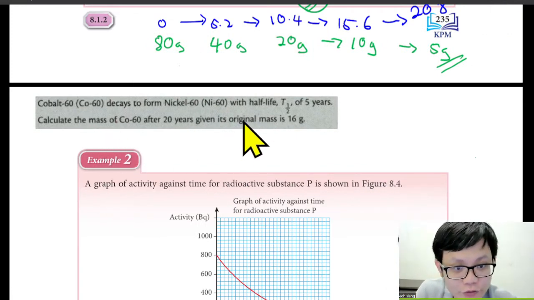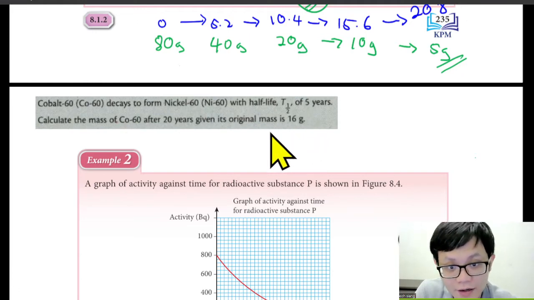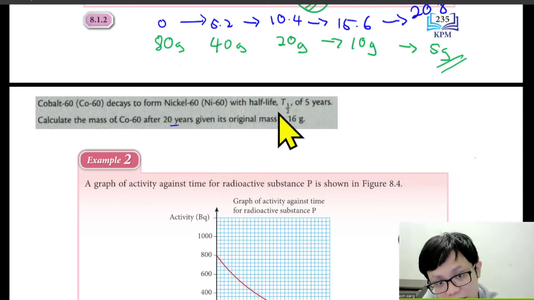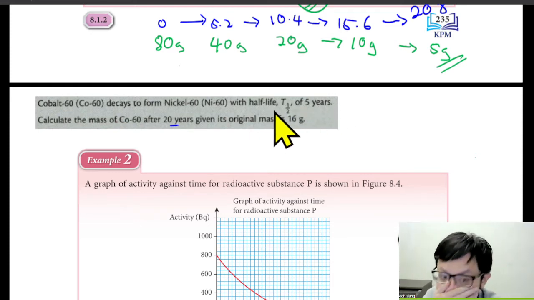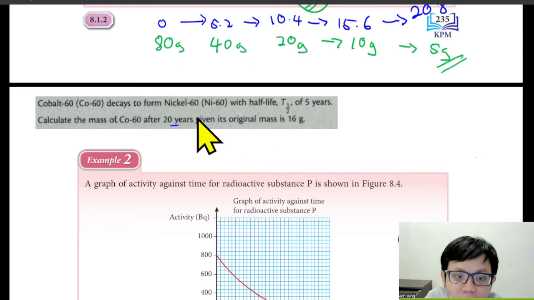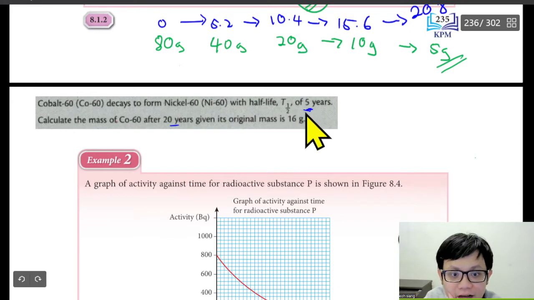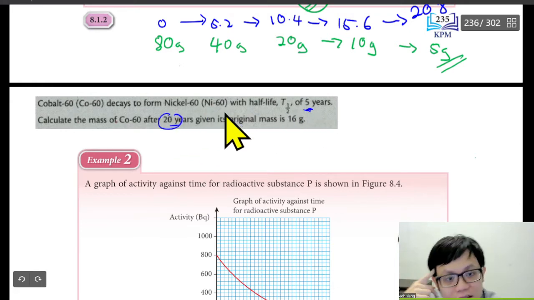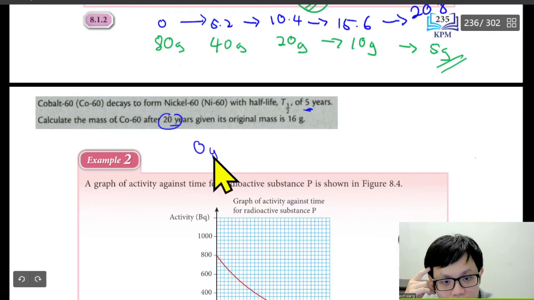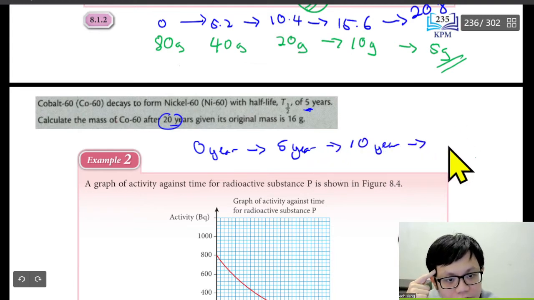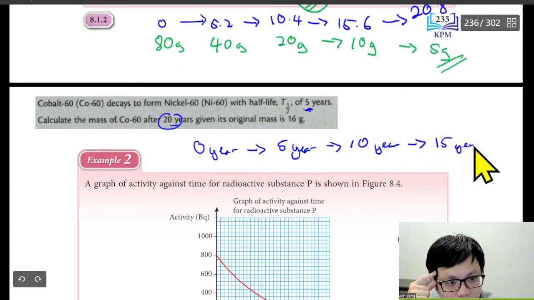Okay, so let's try to do this question. Calculate after 20 years. So let's draw this. As I mentioned, I think the best way to do this question is to draw. Given that the half-life is 5 years and you need to reach 20 years, I put 0 year. Then arrow 5 years, arrow 10 years, arrow 15 years, arrow 20 years.